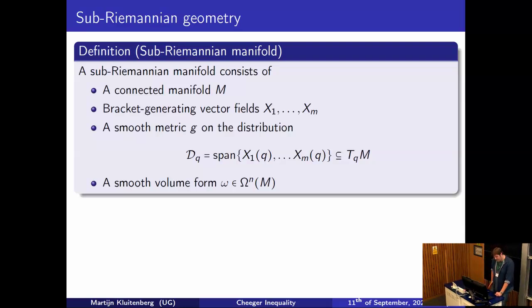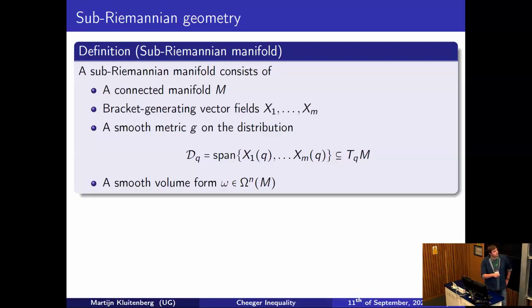I also include the data of a smooth metric on each distribution, which allows me to do geometry, to measure angles, lengths, whatever. And I also, for this talk, this is not always the case, but I include the data of a smooth volume form on M. If you really want non-orientable manifolds, you can replace this by density.